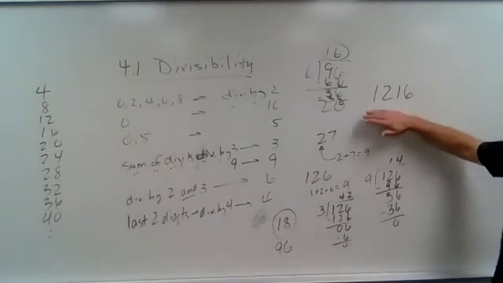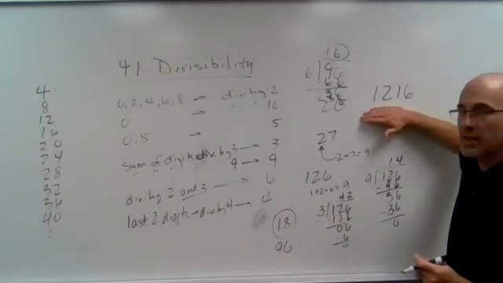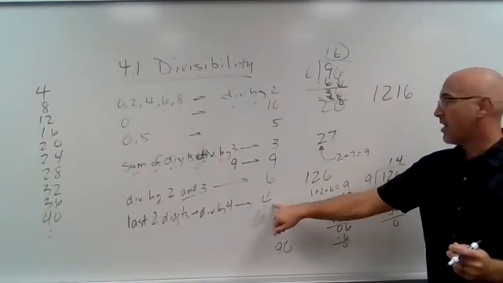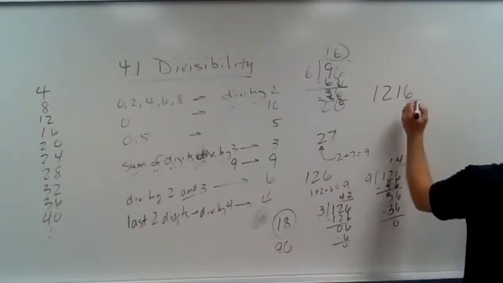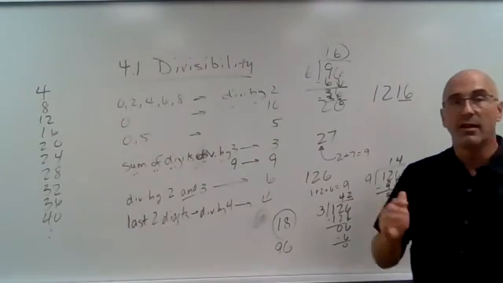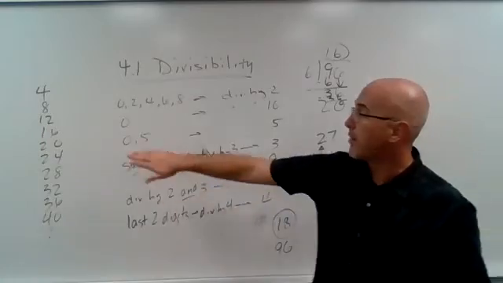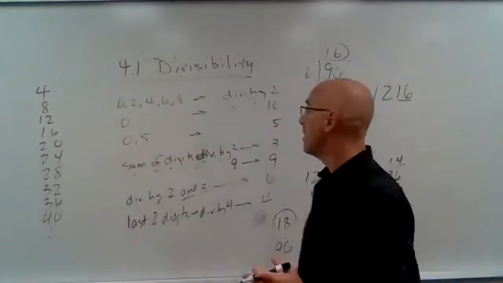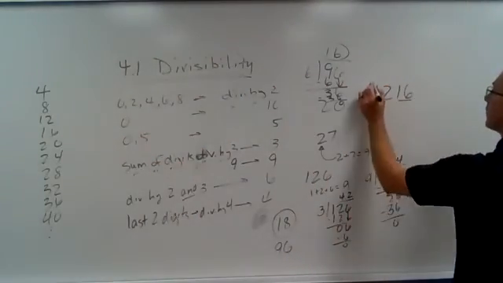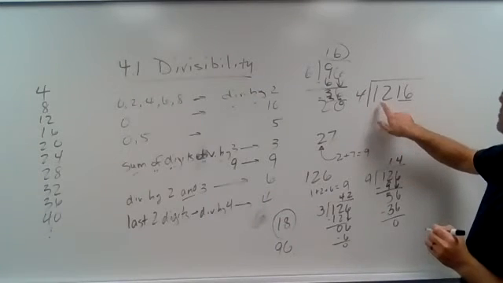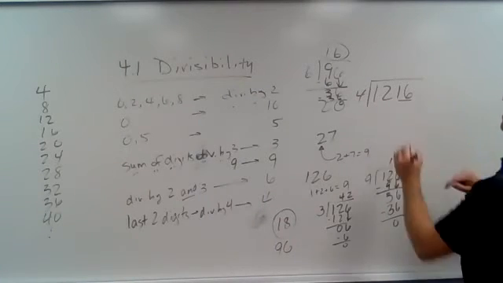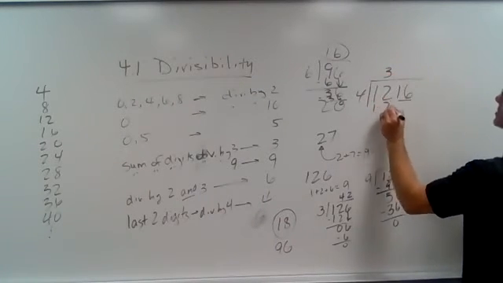1,216? Okay, 1,216. We ask ourselves, is it divisible by 4? Well, if we look at the last 2 digits, 16, 16 is divisible by 4. It's one of our multiples of 4. So let's check it out to see if it works, okay? 4 does not go into 1, but 4 goes into 12 3 times. 3 times 4 is 12.